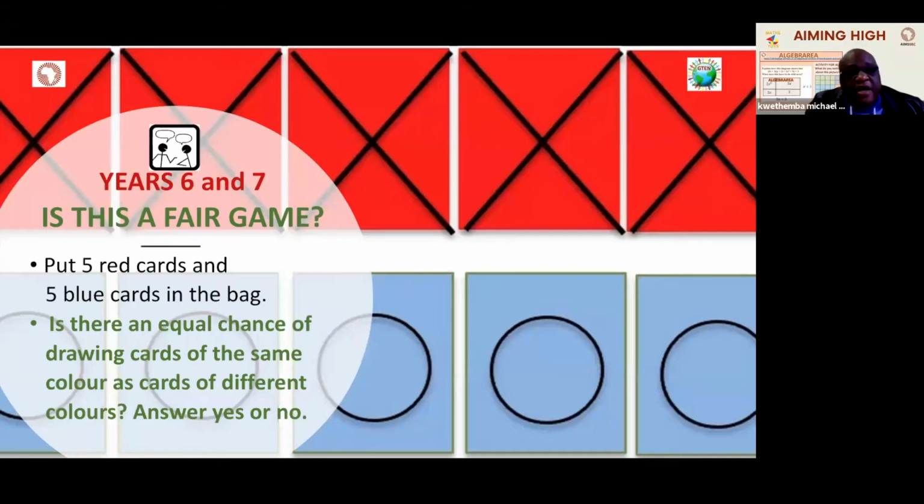Right, now we are at years 6 and 7. We still want to find out, is this a fair game? And in this instance, we put 5 red cards and 5 blue. Notice that we now have equal numbers of these different cards, 5 red and 5 blue. Is the game fair? Can we see through watching the game? Let's see whether there will be some fairness in playing.